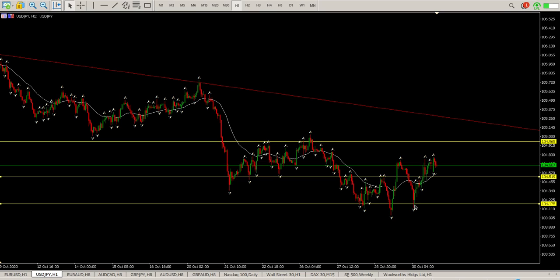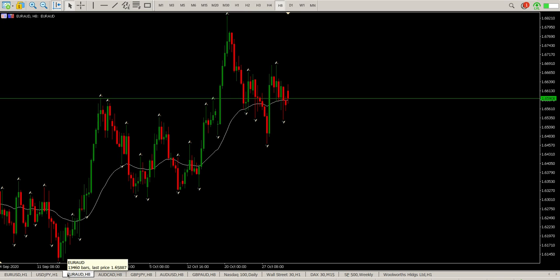Okay, but we are forming higher lows and we are forming higher highs. So I'd expect one more leg at least up to this level here, which is a pretty strong level, 104.965. I wouldn't expect much more than that because we do have elections tomorrow. And again, anything can happen.